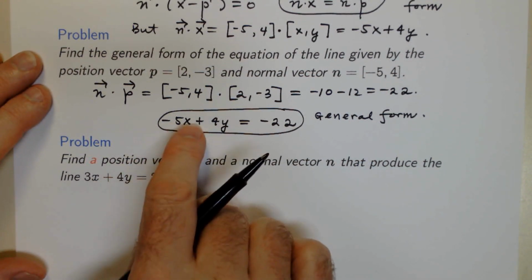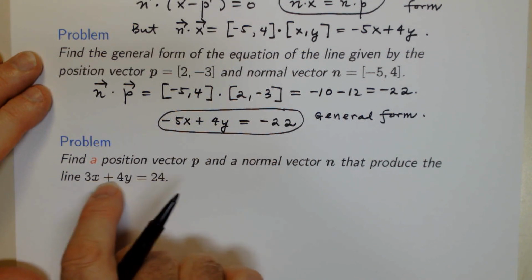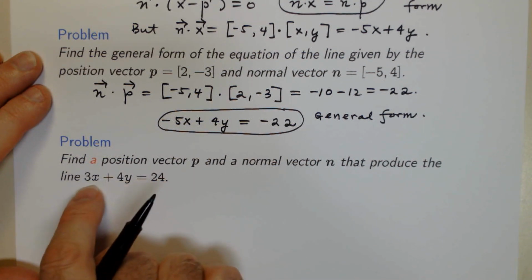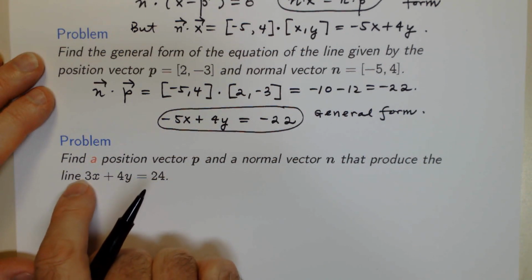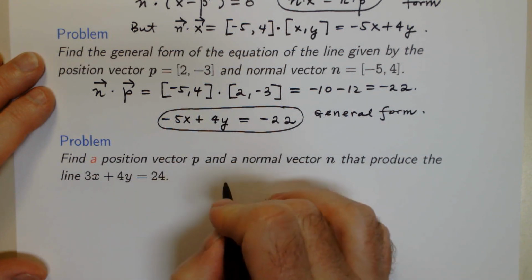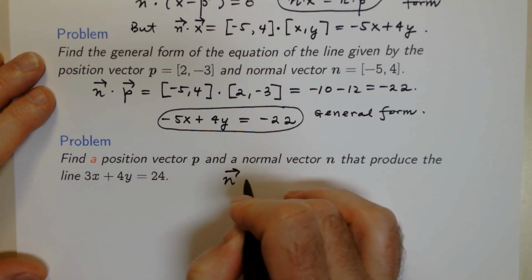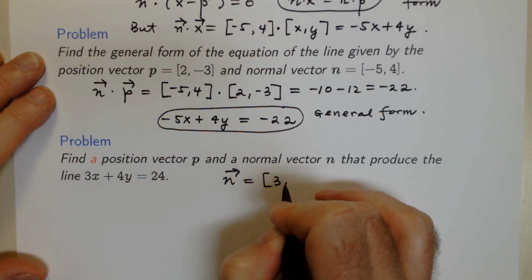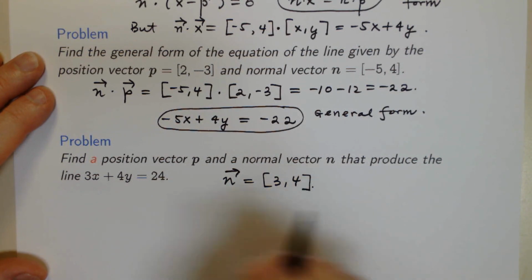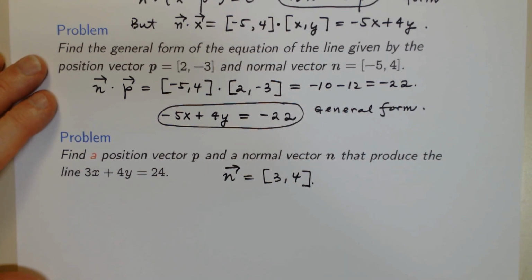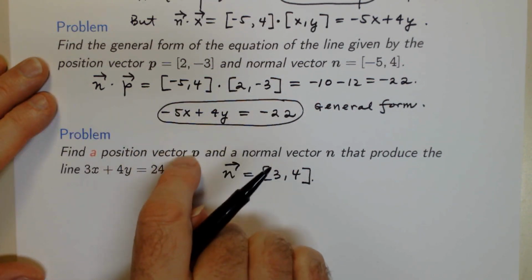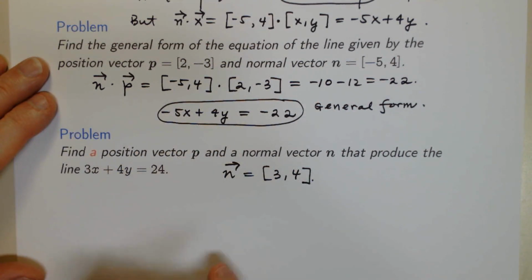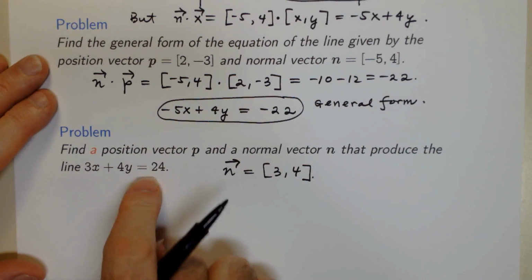Well, by reverse engineering this process, one thing we know immediately when we see this general form is we can pick out the normal vector. The normal vector is going to have components 3 and 4. Now, in principle, any point on the line can serve as the tip of the position vector p. So we just have to find a point on the line. And it's pretty easy in this case.